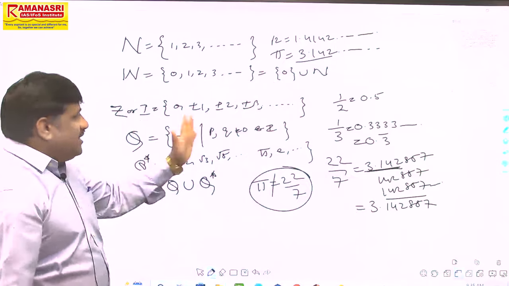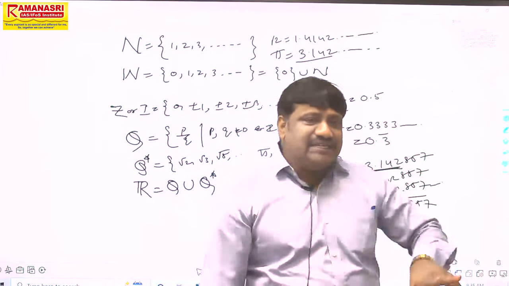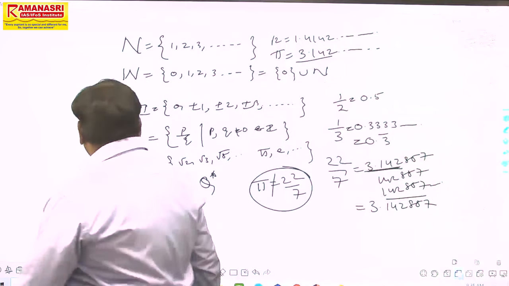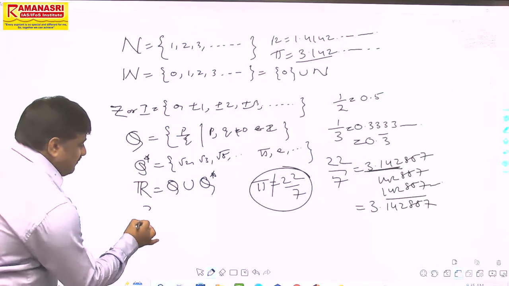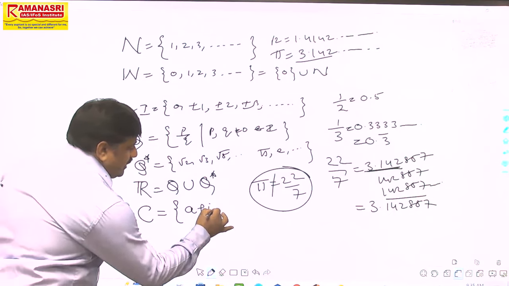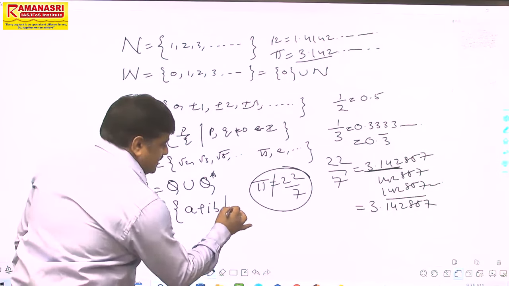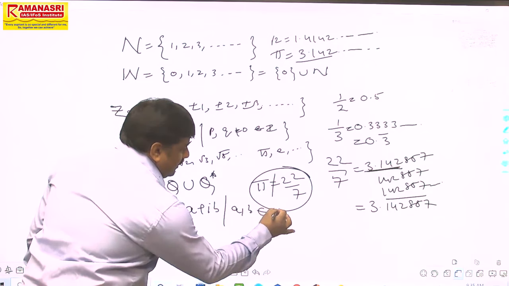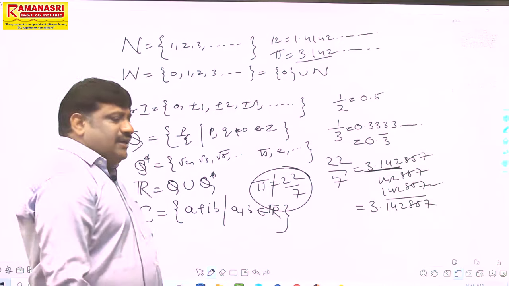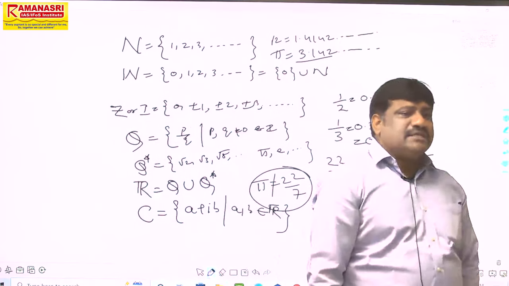Right. These are all rationals and irrationals only. We are calling them what? Real numbers. That's it. And there is one more number system, that is the complex number system. Nothing but a plus iota b or x plus iota y, whatever it is, such that both a comma b are real numbers. That is the complex number system.